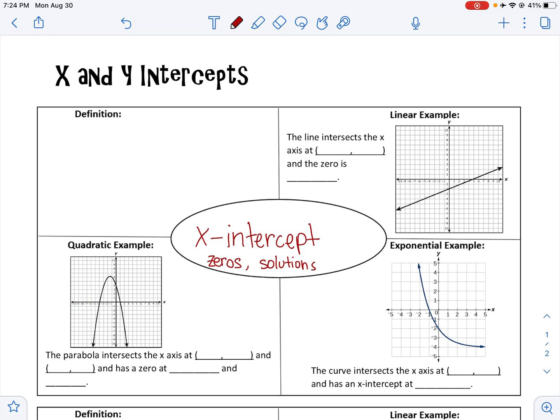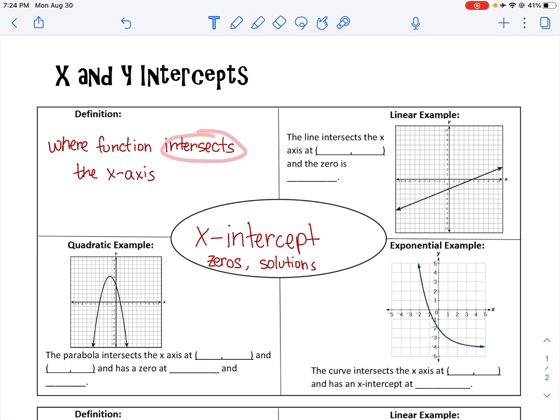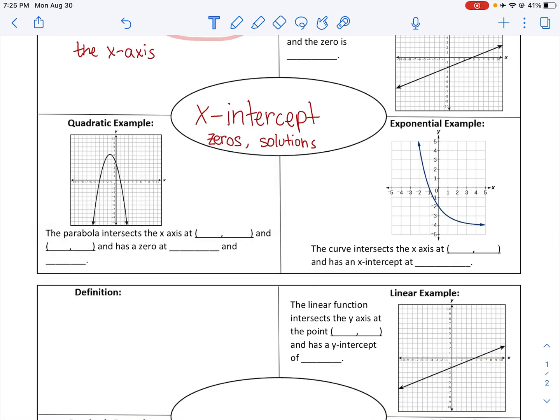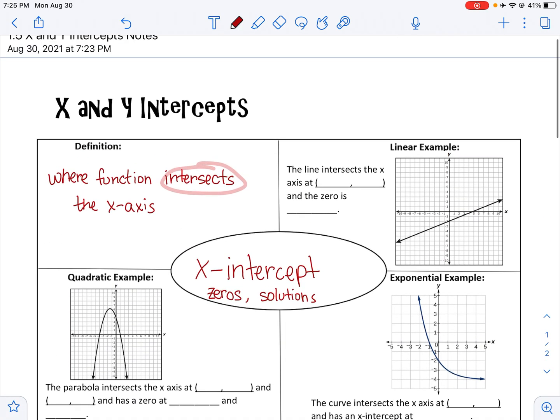Okay, the definition of an x-intercept is where the function intersects the x-axis. Okay, so if we're not sure what the word intersects means, that would be a word that you should circle and have a little definition for you so you are able to look back and understand the word. So that just means it's going to cross the x-axis.